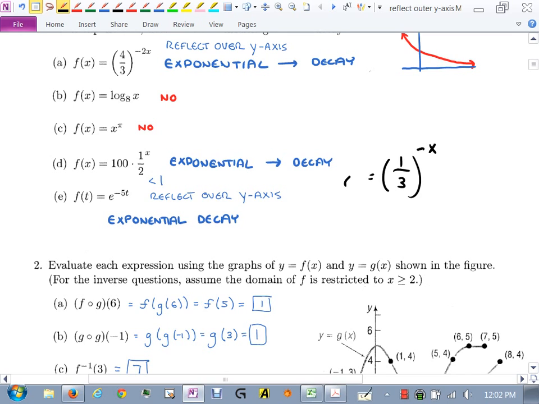If I gave you this function, that would be growth. Because 1/3 means decay, right? So it looks like this, but then the negative exponent flips it over the y-axis, so now it's growth. So you have to look at both things together. It can't just be one.